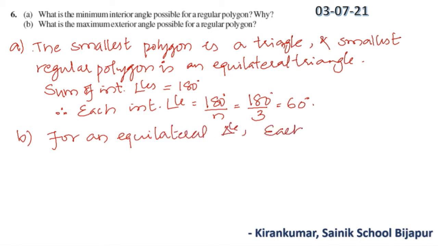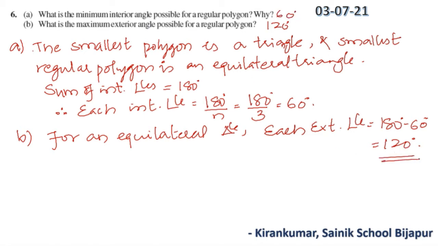each exterior angle will be equal to 180 degrees minus 60 degrees. This will be 120 degrees. So the maximum exterior angle possible is 120 degrees and the minimum interior angle possible is 60 degrees. Very important question, you must note.